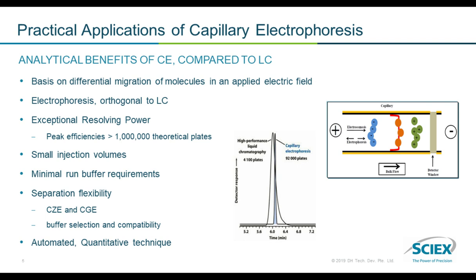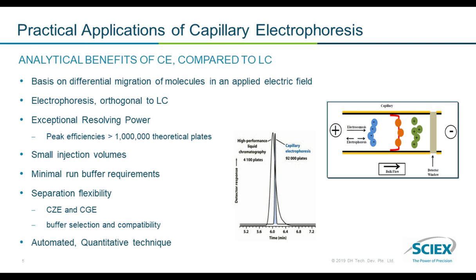If you look at the cartoon here on your right bottom, if you have about 4,000 plates, the peak width is really wide. But if you increase the theoretical plates, which we get in CE, to about, say, 90,000 or so, which is the filled peak here, you get a nice sharp peak.